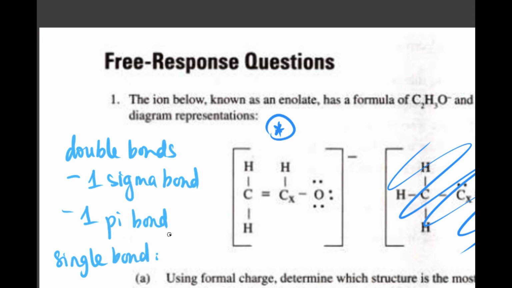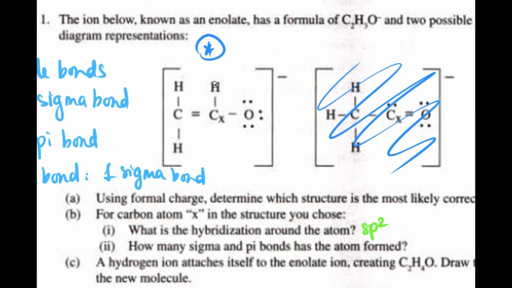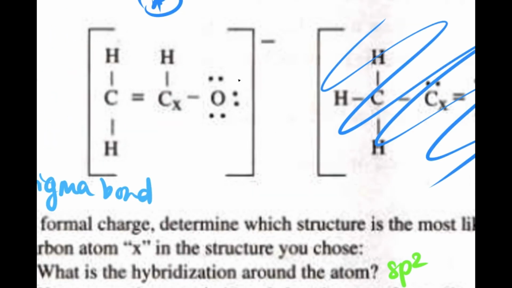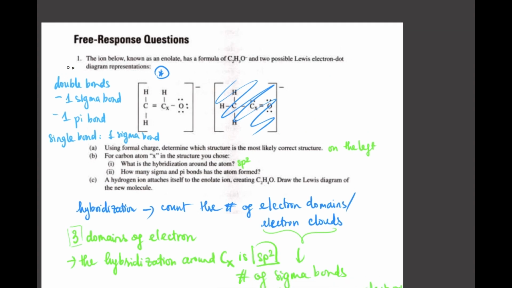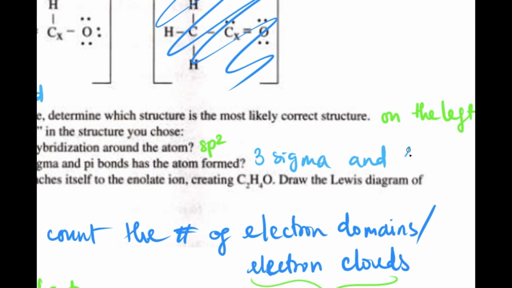only 1 sigma bond. So by counting the number of double bonds and single bonds around this carbon X, we can determine the number of sigma and pi bonds. We can see that there are 2 single bonds and 1 double bond. So that would be 3 sigma bonds. And we only have 1 double bond, so it's going to be 1 pi bond.